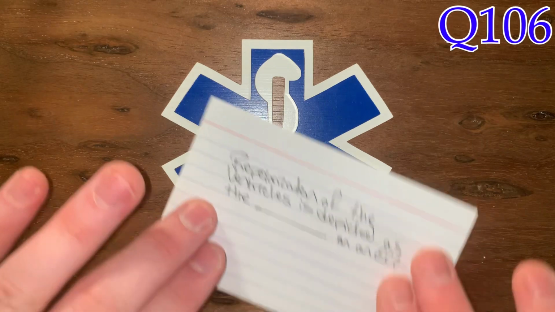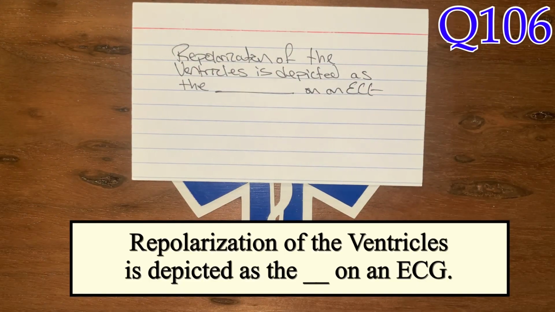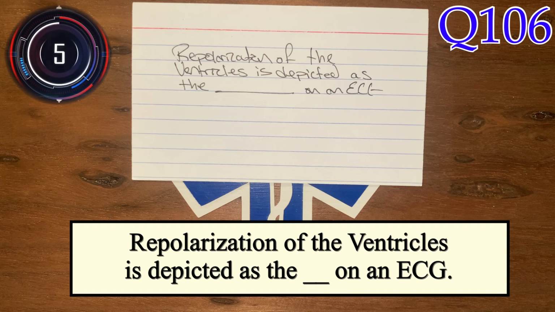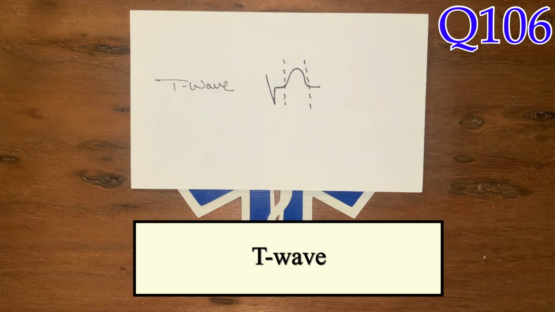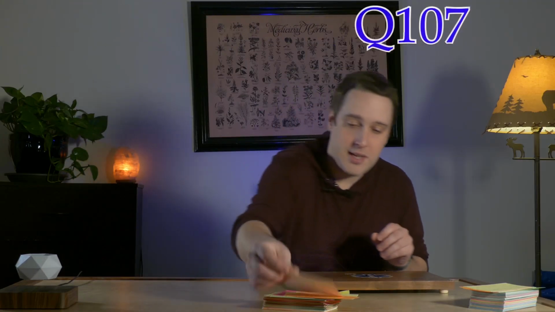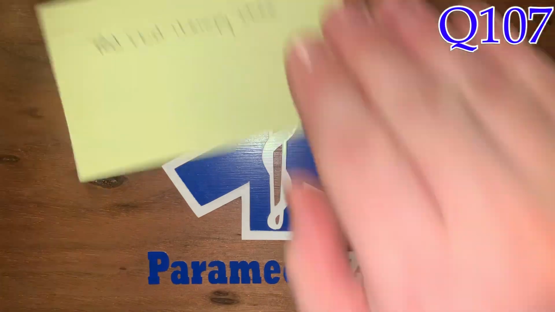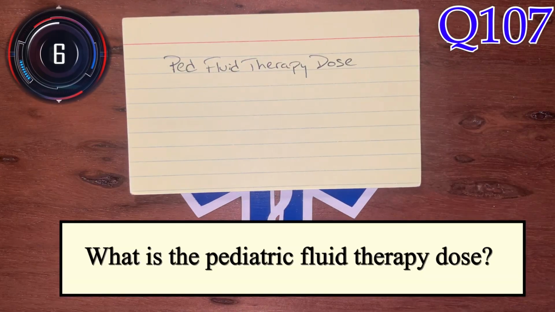Question 106. Repolarization of the ventricles is depicted as the blank on an ECG. So on an ECG, the repolarization of the ventricles is going to be your T wave. Moving on to question 107. What is your pediatric fluid therapy dose?